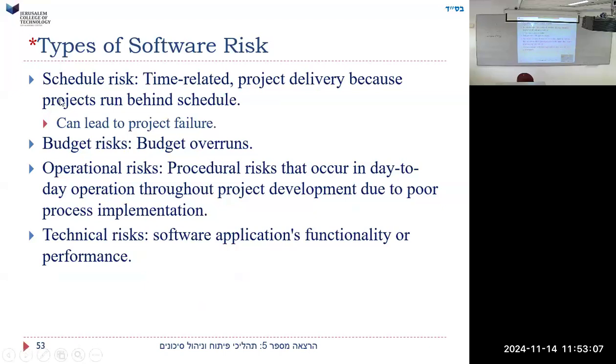Okay, types of software risk. Schedule risk, budget risk, operational risk, technical risk. Schedule risks are time related, because the project can run behind schedule. Budget risks, we might run over the budget. Operational risks, procedural risks that occur in day-to-day operation throughout project development due to poor process implementation. We may waste time, we may spend too much time in meetings, we may redesign things all the time. Technical risk, the software application's functionality or performance isn't correct. We thought this software did something, we bought this package to help us, and it turns out it's broken.